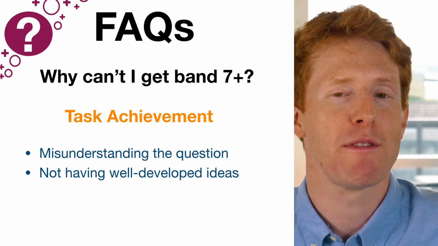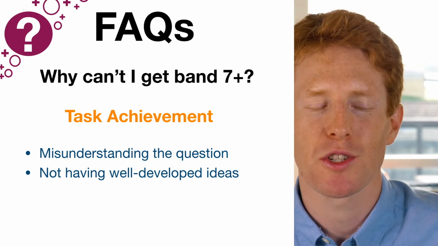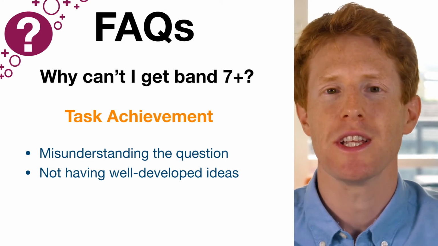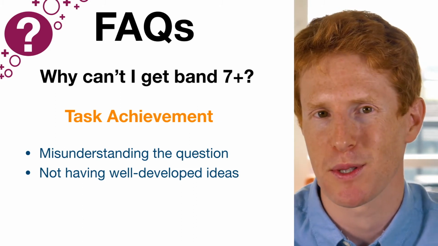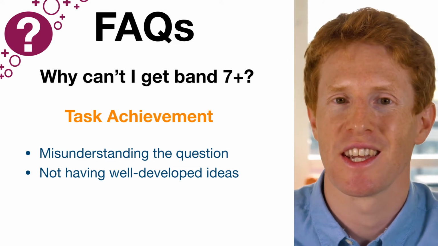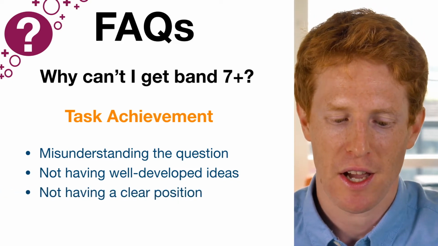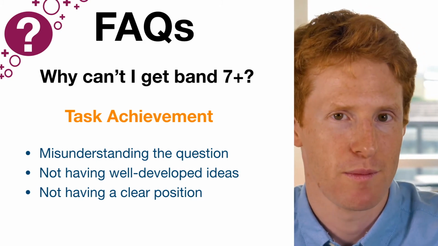Now, to get band 7 or above, you need to have well-developed ideas, which means you can't just write one idea in one sentence and then move on. You need to develop those ideas and ideally give examples. Now, don't worry, this is something that we're going to cover later on in this course. The next one is not having a clear position. Now, a position means your opinion.